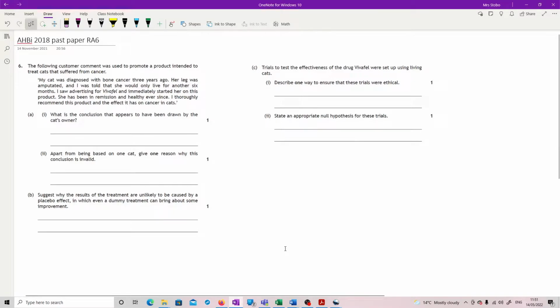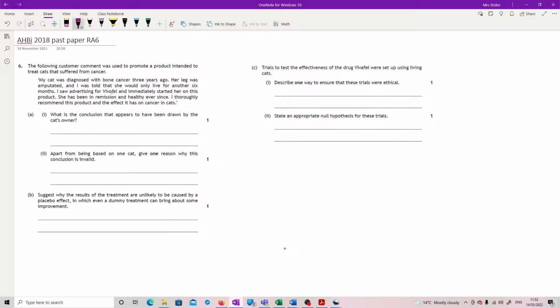Okay, question six. The following customer comment was used to promote a product intended to treat cats that suffered from cancer. It says, my cat was diagnosed with bone cancer 3 years ago. Her leg was amputated and I was told that she would only live for another 6 months. I saw advertising for Vivafel and immediately started her on this product. She has been in remission and healthy ever since. I thoroughly recommend this product and the effect it has on cancer in cats.